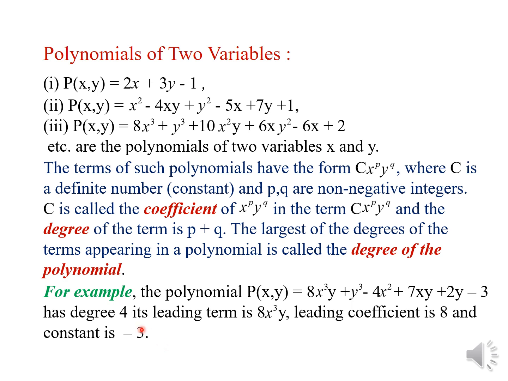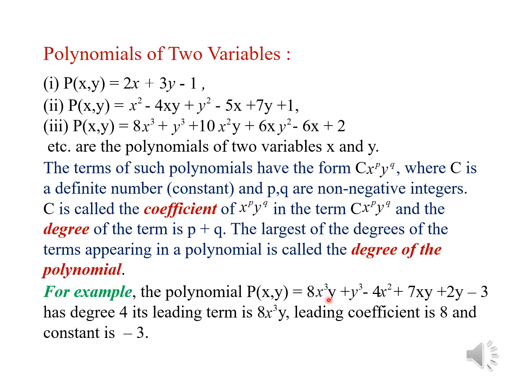Now another example. Here p of x y is equal to this, you can see that this is a polynomial, and the first question is what is the degree of this polynomial. Here the degree of this term is 3 plus 1, which is equal to 4. The degree of this term is 3, and this term is 2. Its degree is also 2, this one is 1, and its degree is 0. So here the largest degree is 4.